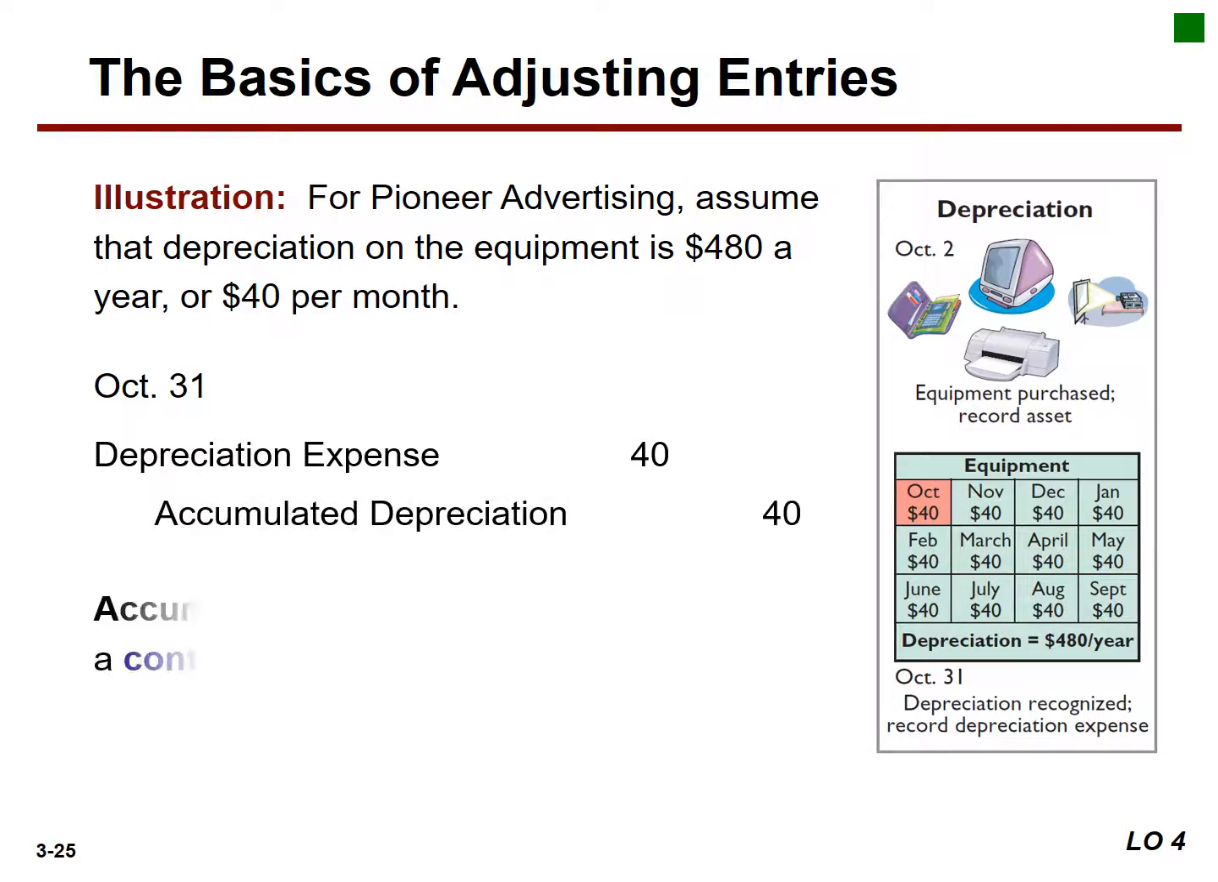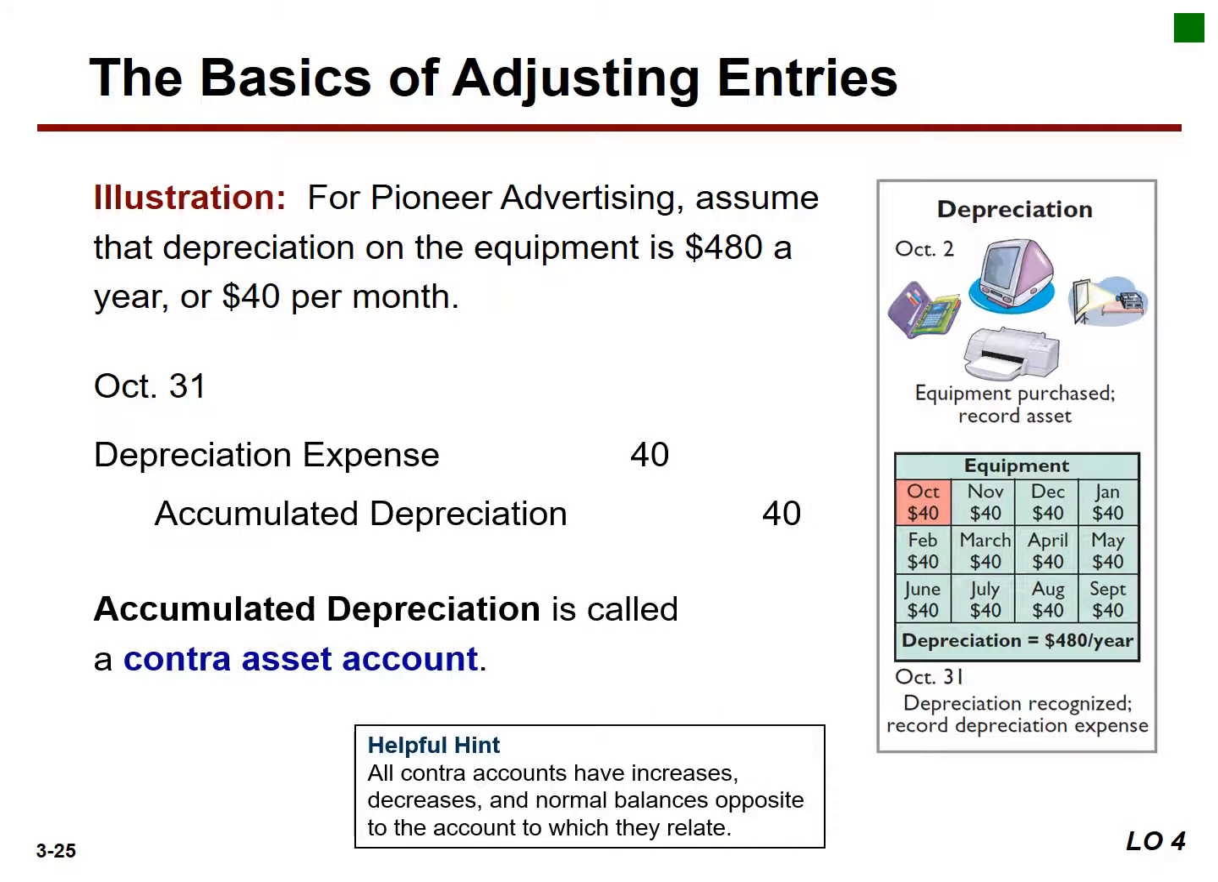And we're going to credit not an asset account, but a contra asset account. A contra asset account is contra to the asset account equipment. So the rules of debit and credit for a contra asset account are going to be opposite of the asset accounts. So by crediting accumulated depreciation, we are increasing the accumulated depreciation account.